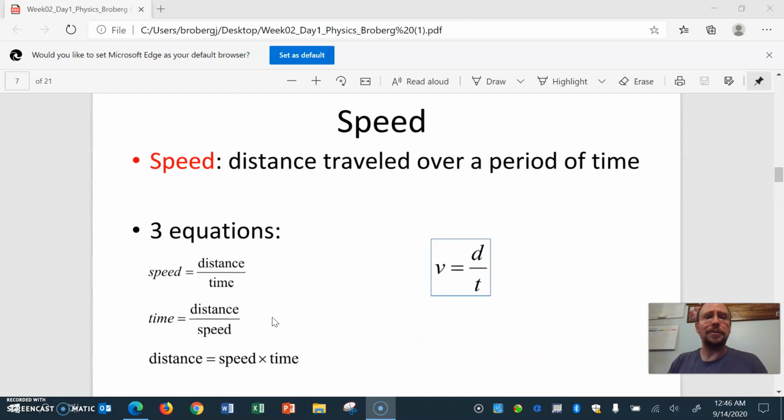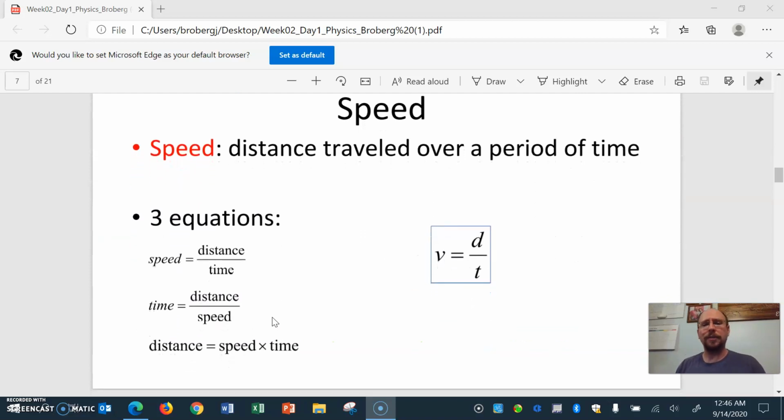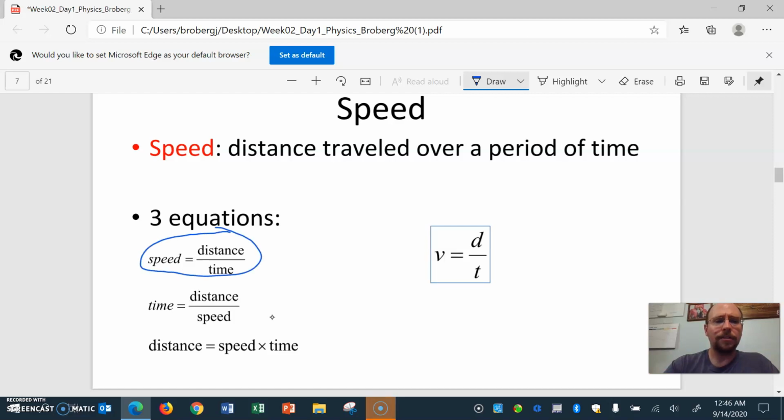Okay? So when we talk about speed, just like what we did before, it's a distance traveled over a period of time. There's a main equation that's associated with it, but there are two other equations that go along with it, just rearranged: time is distance divided by speed, distance is speed times time. But as we go through problems, we're going to use this equation as our primary thing.